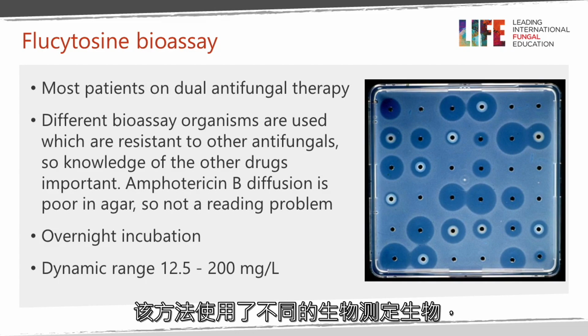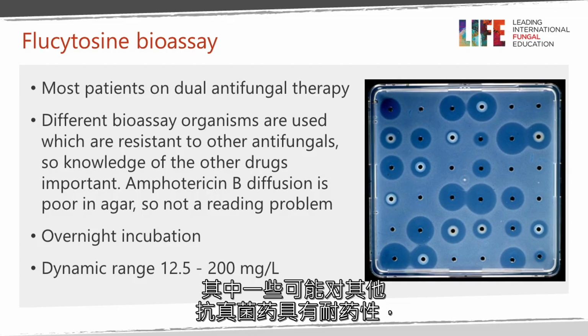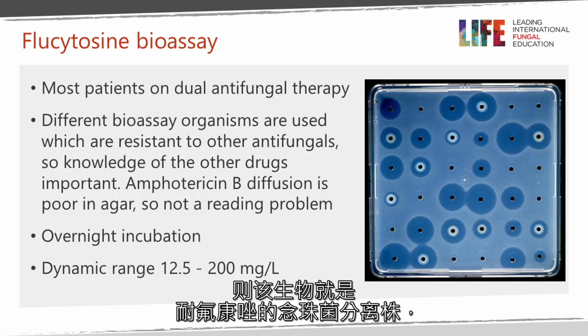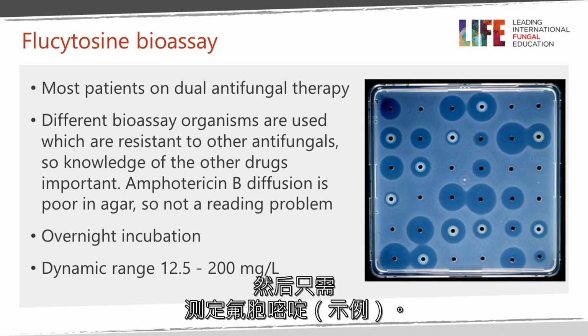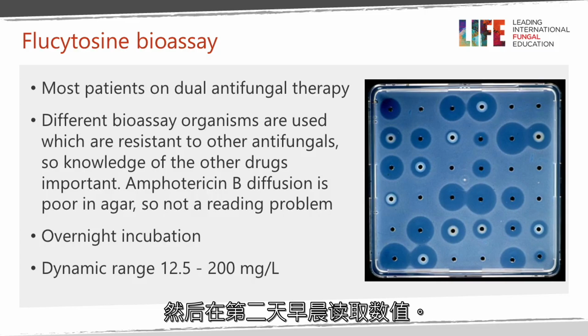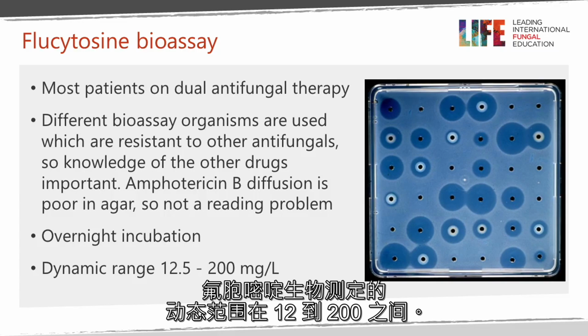Different bioassay organisms are used, and some of these can be resistant to other antifungals. So if, for example, a patient's on flucytosine and fluconazole, then the choice of organism would be a fluconazole-resistant Candida isolate, and then you could measure just the flucytosine, for example. Once the assay is set up, it's incubated overnight and then read the following morning, and the dynamic range of a flucytosine bioassay is between 12 and 200.